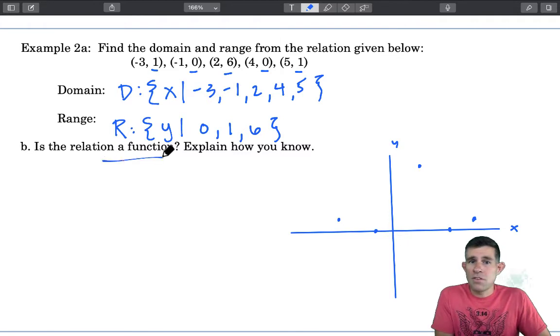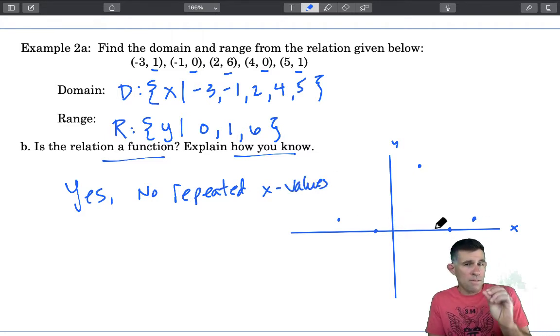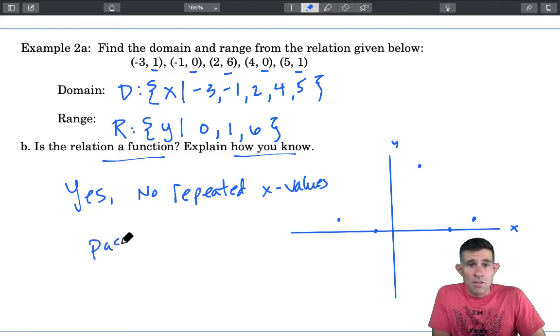Is this relation a function? Explain how you know. So I'm going to say yes, this is a function because there are no repeated x values. And we can see that visualization here if we look at our points. And we think about that vertical line test. If we were to drop a vertical line through any one of these points, it wouldn't pass through a second point. So I can also say that it passes the vertical line test.